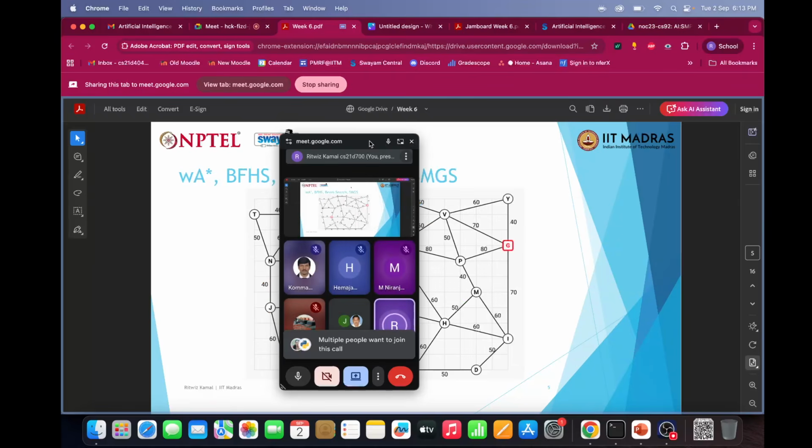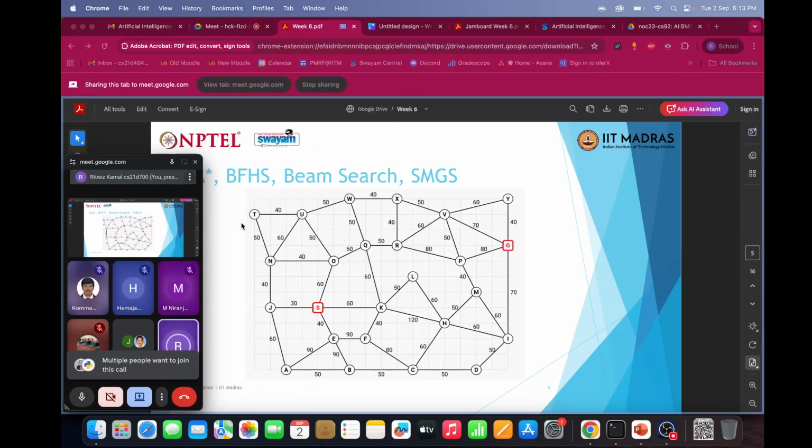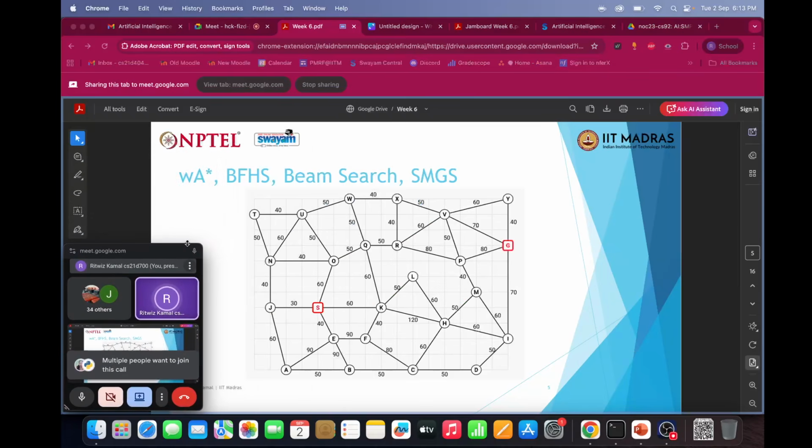So now we will be reusing the graph that we have used in many of the previous live sessions, and we will try to solve it using weighted A star, BFHS, which is breadth first heuristic search, beam search, and finally SMGS, which is sparse memory graph search, one by one. So this is the same graph that we have been using. The conditions still apply. We have to start from the start node and reach the goal node. The costs associated with the edges are the actual costs.